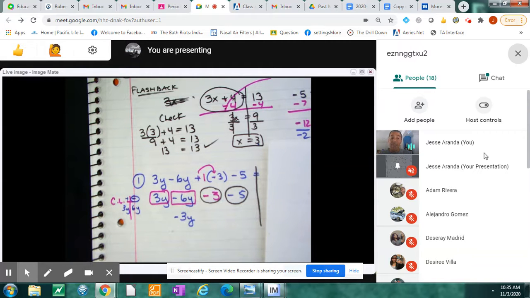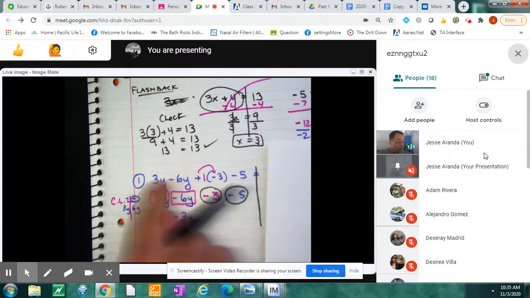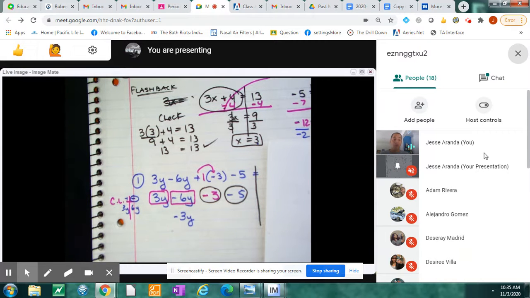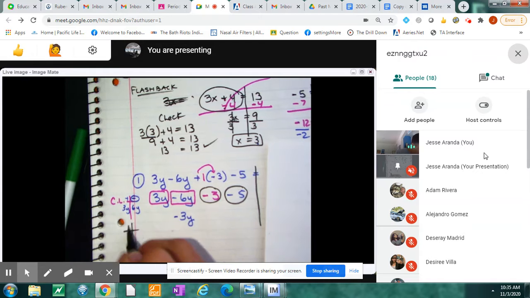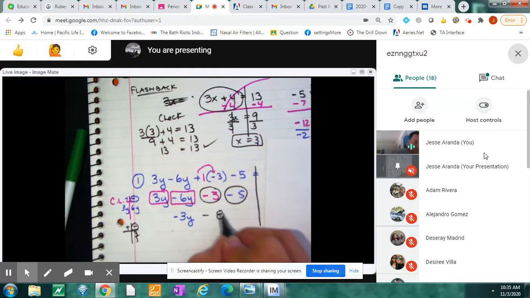So again, I got to do t-chart. Do not do negative times negative is a positive. That was supposed to be on the first step. Once you do that, don't bring it back. All right. So negative 3, negative 5. So that's negative 8. So we're done.